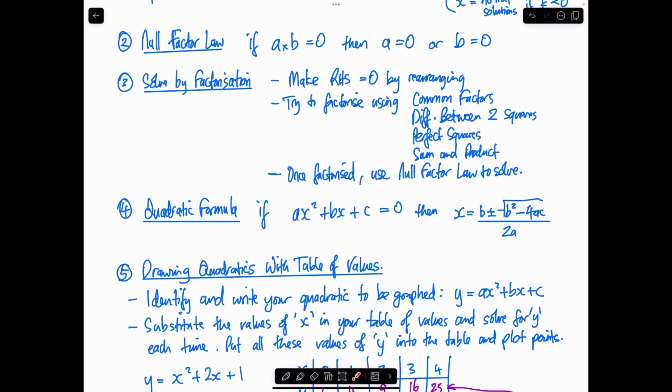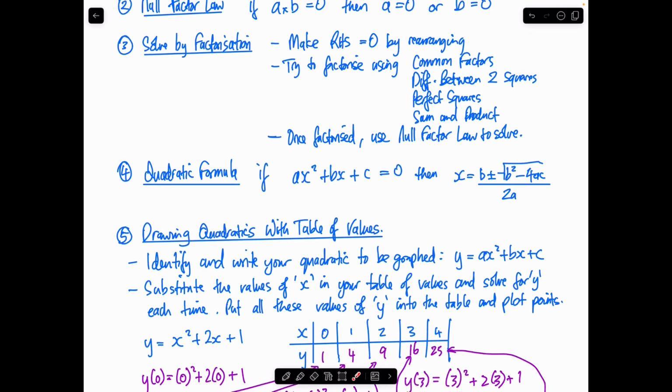I'd like you to try solving by factorization, because I was taught, you can see it on YouTube, make the right-hand side equal 0 by rearrangement. Try to factorize using common factors, difference between 2 squares, perfect squares, and then sum and product rule. And once factorized, you use null factor law to solve that.